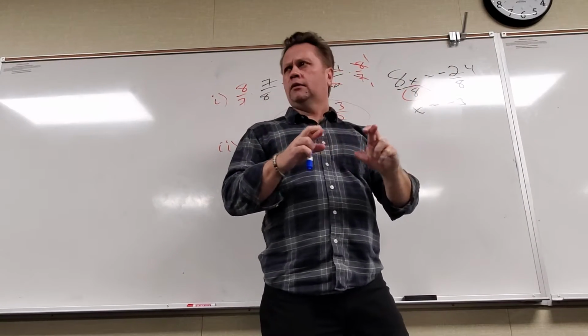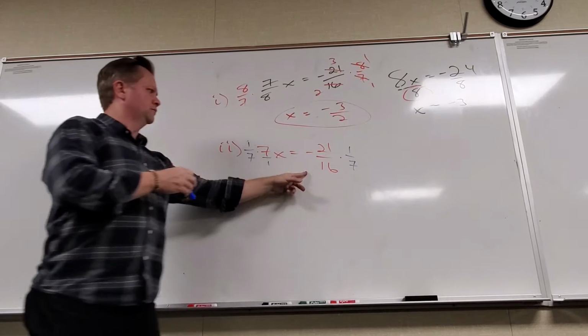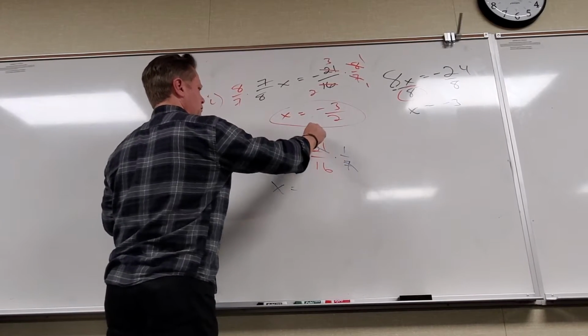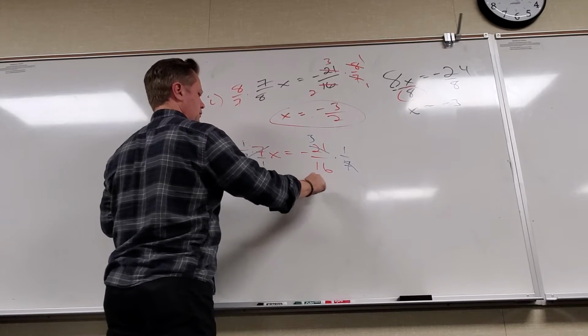I think the answer for that one would be x equals, this one? 3 over 16. Yeah, let's see. x equals, 7 goes into 21, 3. Yeah, so it'll be negative 3 over 16.